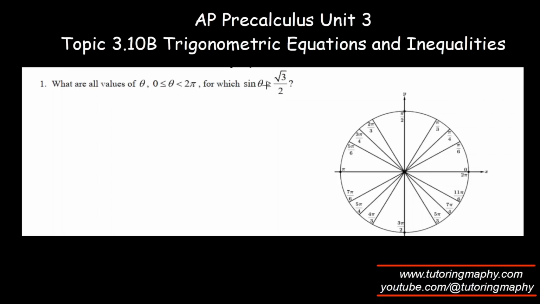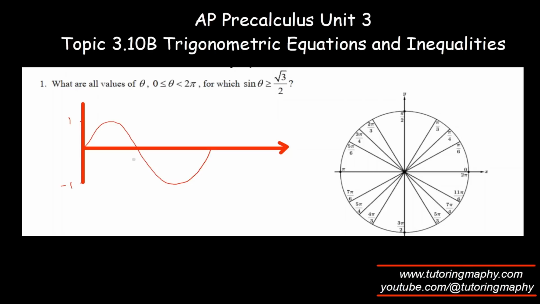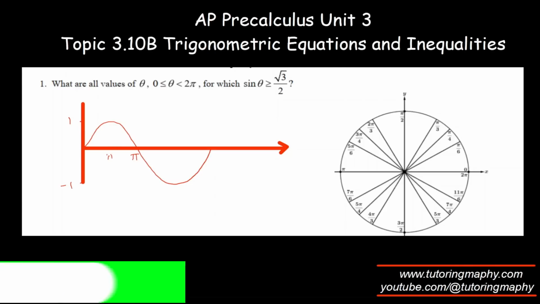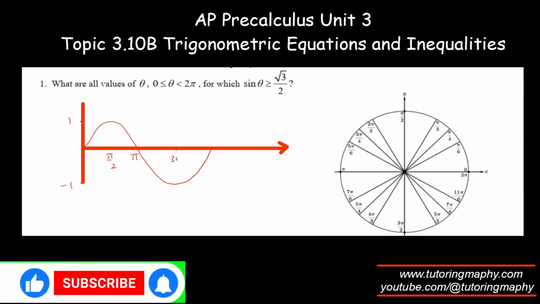First, you need to know the graph of sine x, between 0 and 2 pi, of course. So I know that the graph of sine x looks like this, right? I know that this is 1, this is -1, this is pi over 2, this is 3 pi over 2, and this is 2 pi.